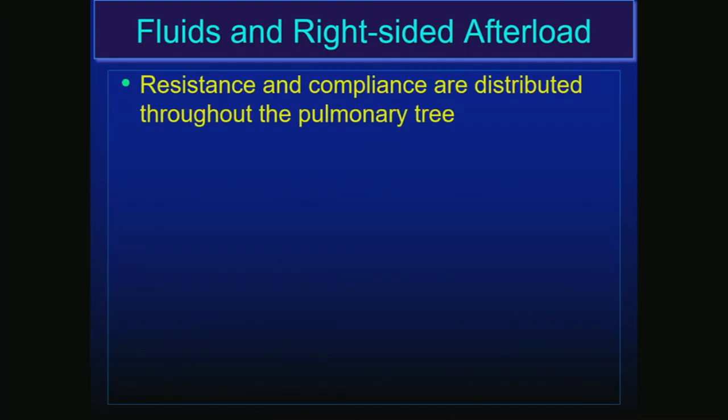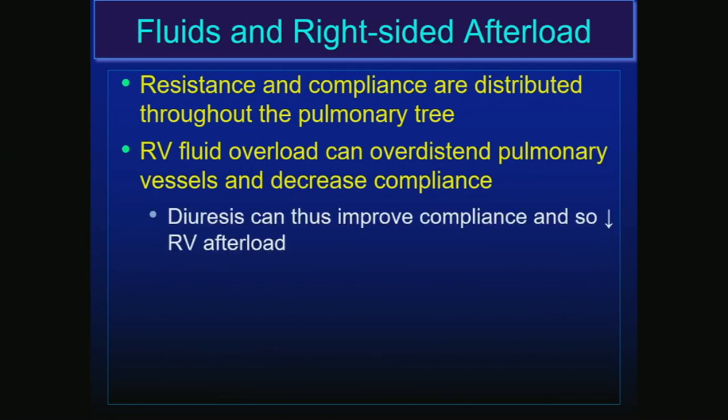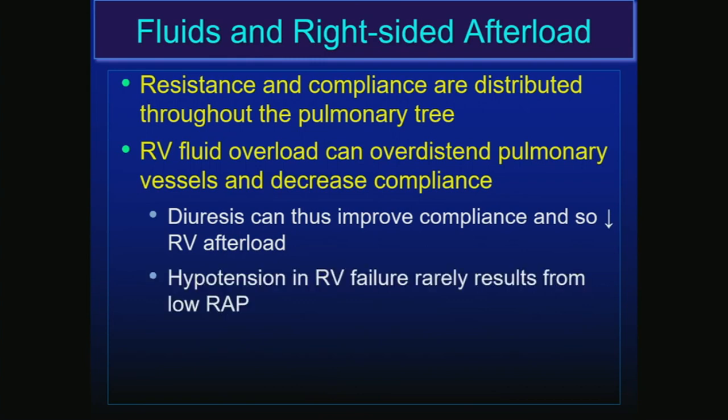So here we are. Resistance and compliance are distributed throughout the pulmonary tree. So right ventricular fluid overload can overdistend the pulmonary vessels and decrease compliance. You with me there? So how do you fix that? Diuresis can improve compliance and can decrease right ventricular afterload. When you've got fluid and fluid and fluid, and you've got liters and liters in, that right ventricle doesn't like it.